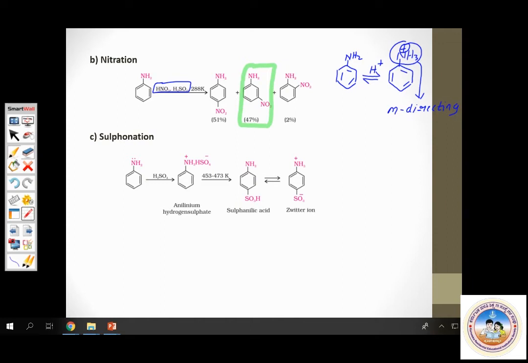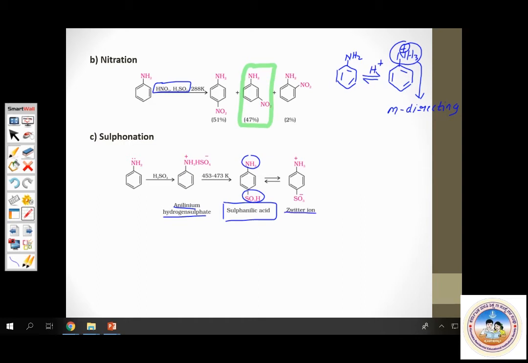Then sulfonation. First, aniline forms anilinium hydrogen sulfate, and then upon heating, it undergoes a rearrangement to give you what is called sulfanilic acid, which has both sulfonic acid group and amine group, and this exists as a Zwitter ion. That's about chemical properties of amines. Let us check out questions now quickly.